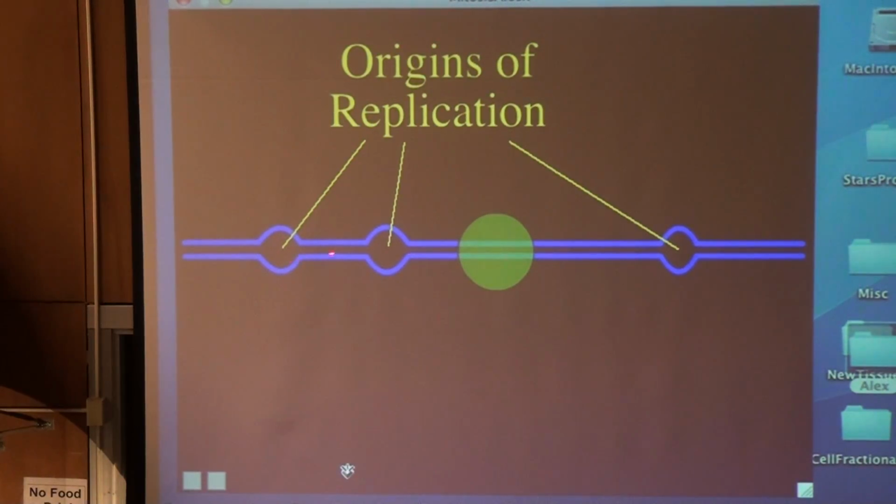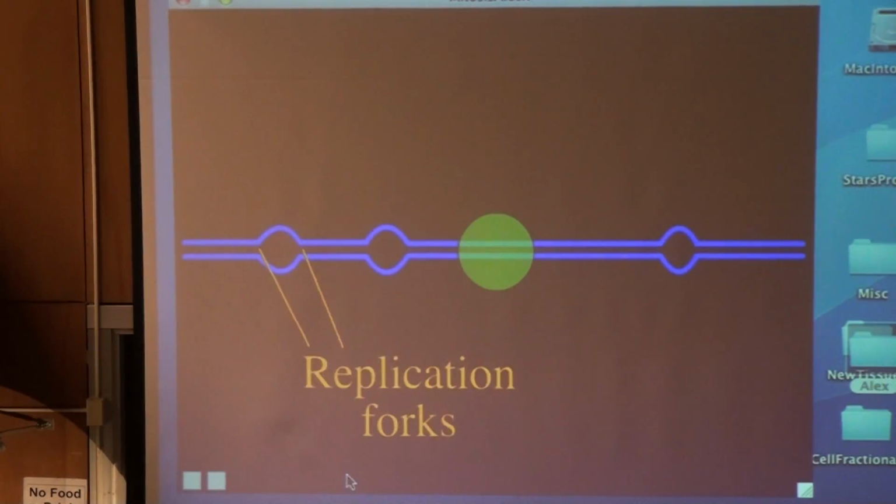These origins of replication are sometimes called replication bubbles because they look like bubbles forming in the double-stranded DNA. All right, and if you're looking at one of these origins of replication, one of these replication bubbles, the part where the two pieces of DNA are being pried apart from each other, in other words, where they're going from double-stranded DNA to single-stranded DNA in the bubble, those are called replication forks.